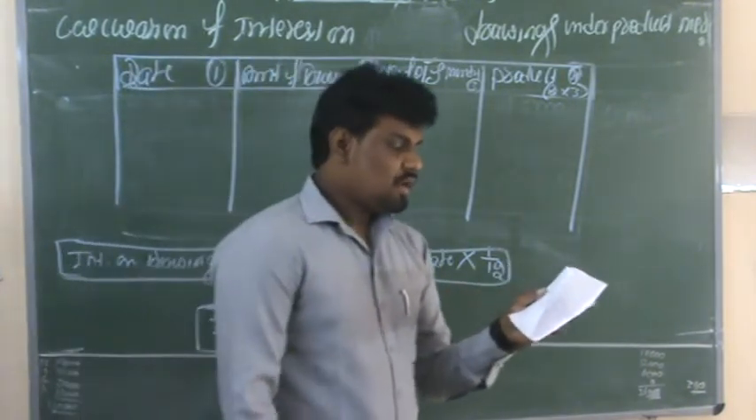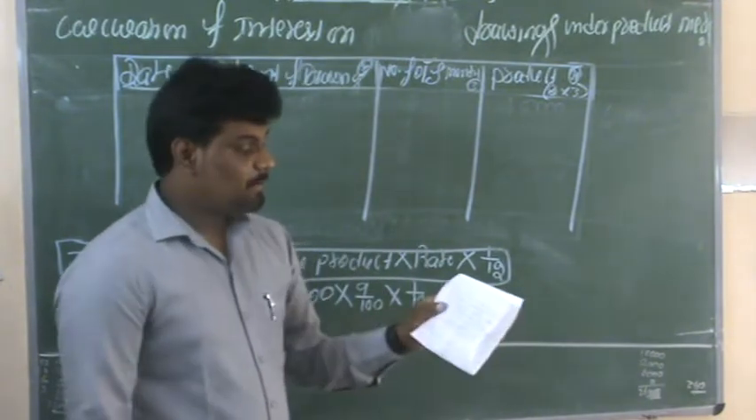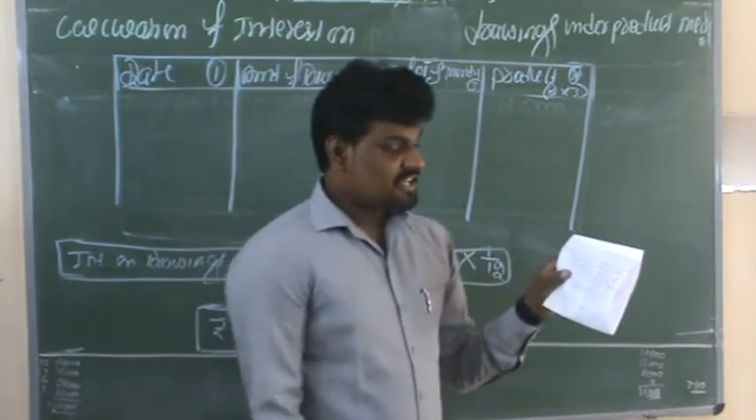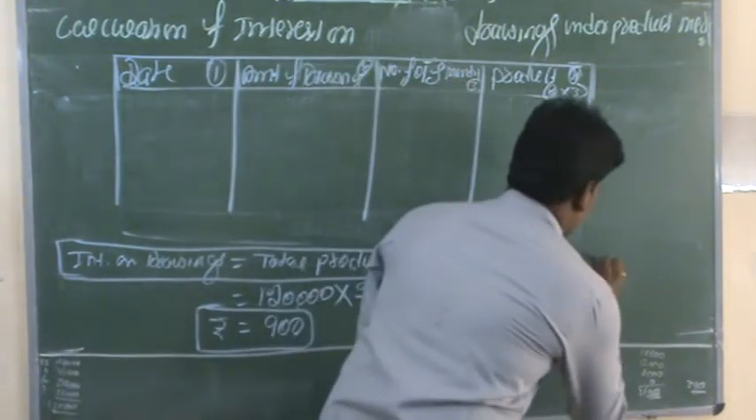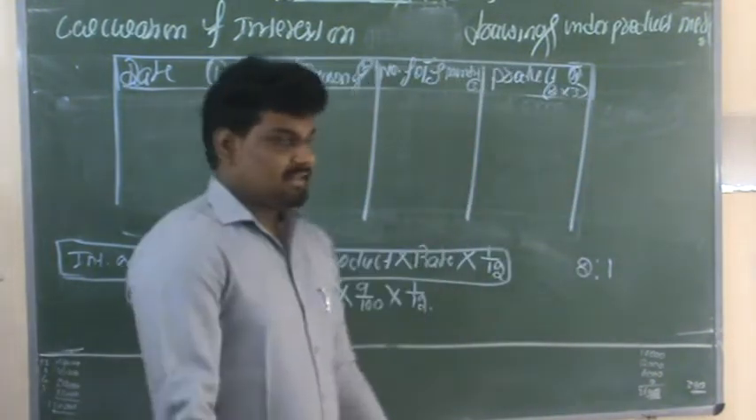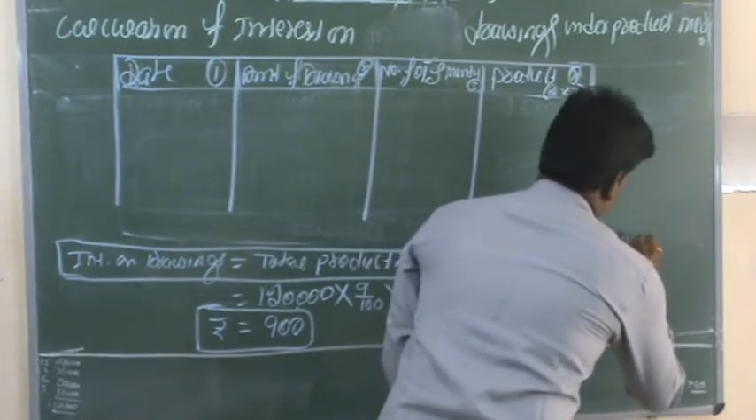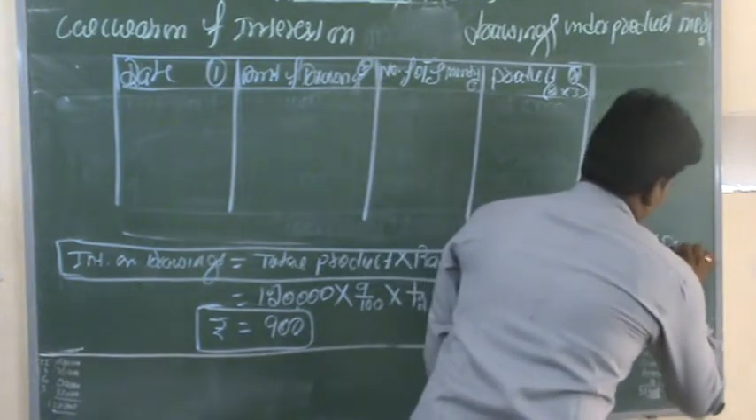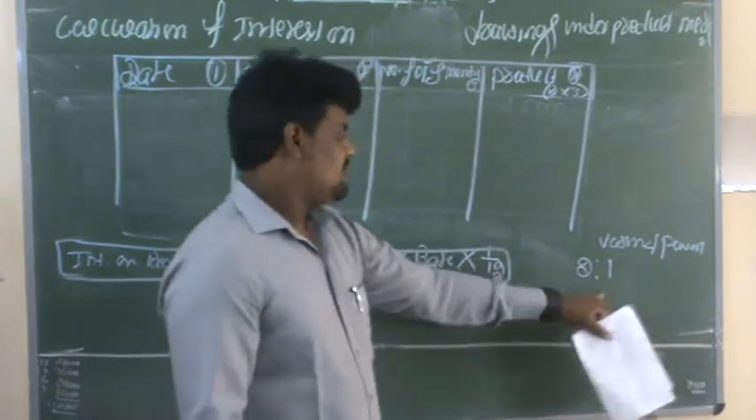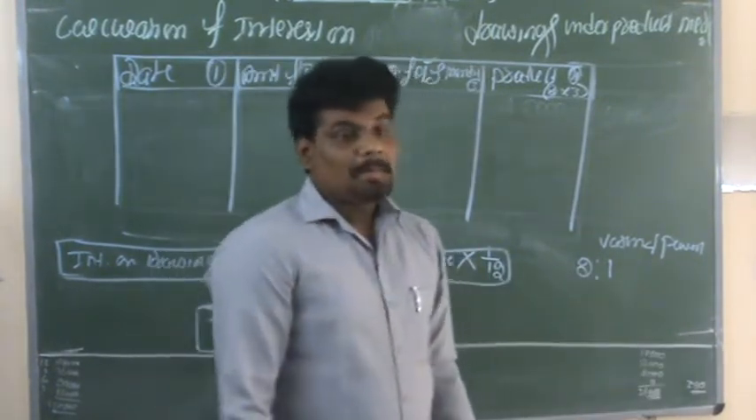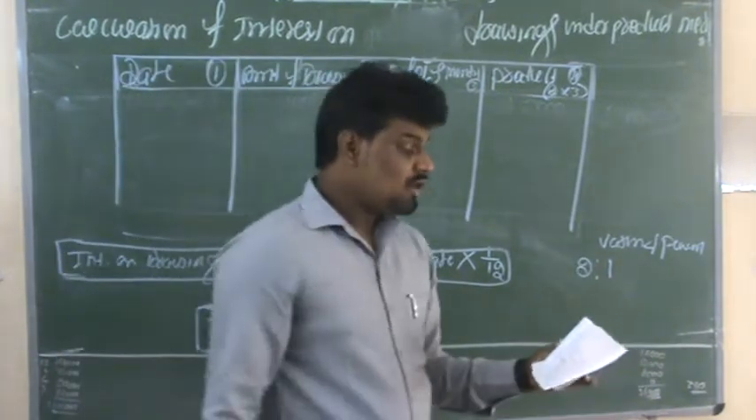So here Varun and Pawan are partners sharing profits and losses in the ratio of 2:1. There are two partners in a business organization, namely Varun and Pawan. Both the partners share profits and losses in the ratio of 2:1.